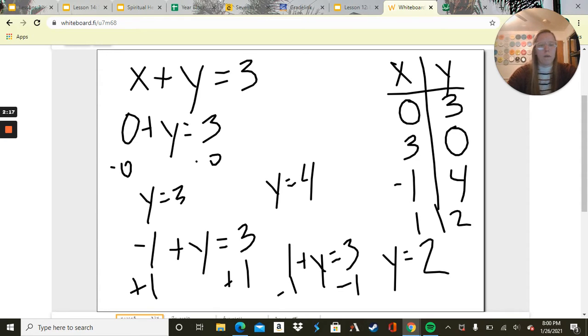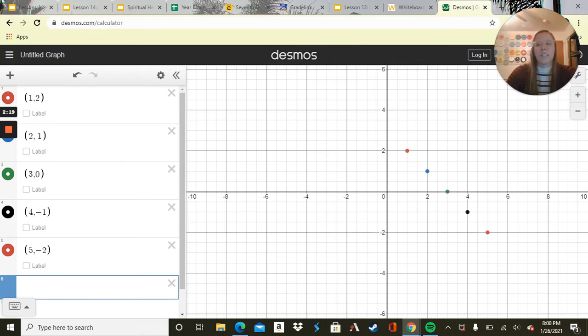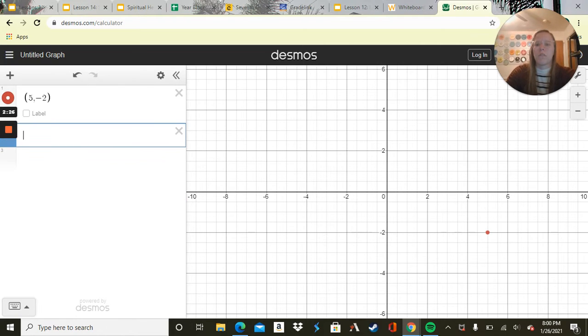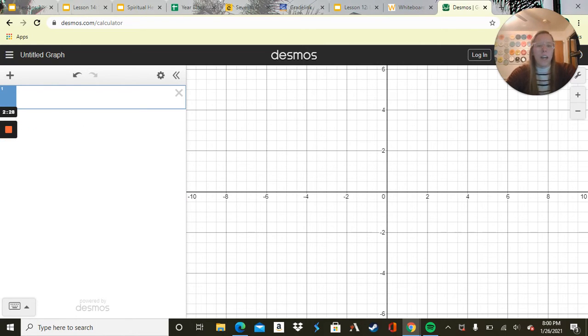So remember them. We're going to go to Desmos, which is a website. And those are just the numbers they picked, so we're going to do our own. They use different numbers. Okay, so it's a graphing website. It's super helpful, especially when you get to algebra. So we're going to use that.